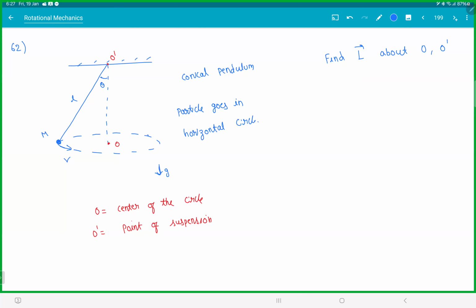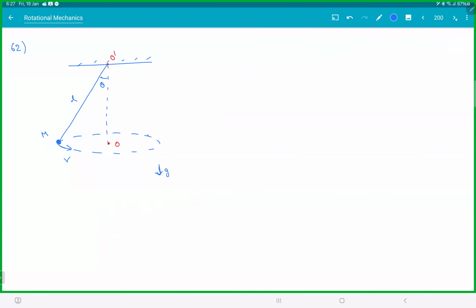Let's see. First thing about O, right? This is your velocity vector. This is your R bar. They're already perpendicular. So L about O will be m, R is L sine theta, into V. Because this is the radius L sine theta, isn't it? The distance from O to that is already perpendicular.